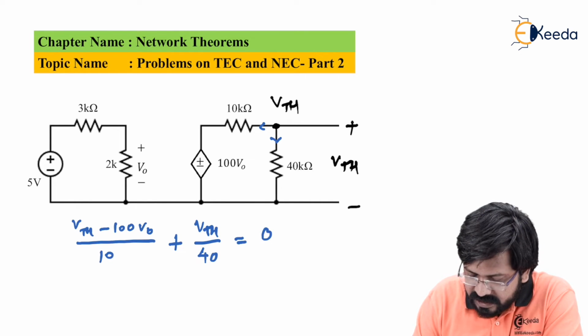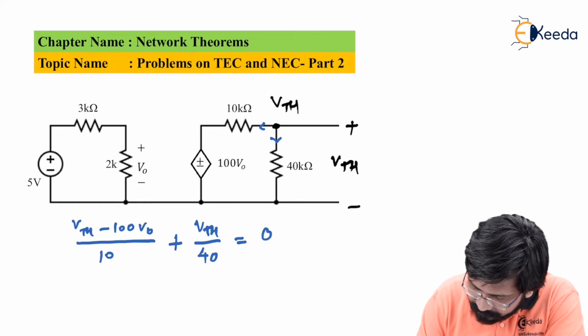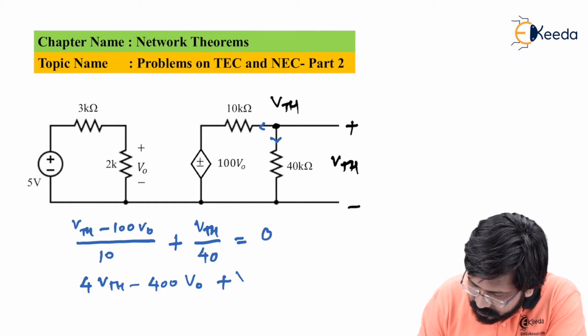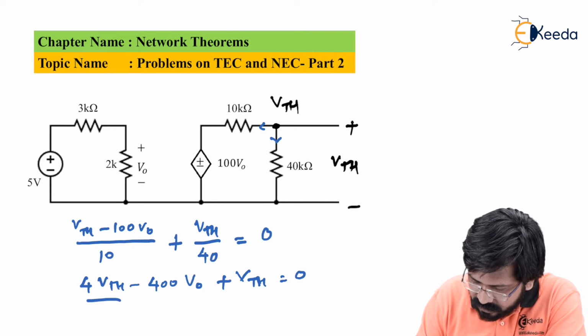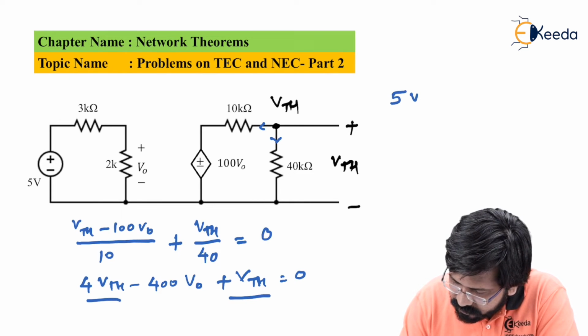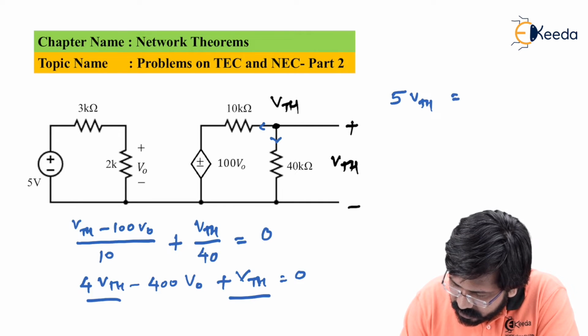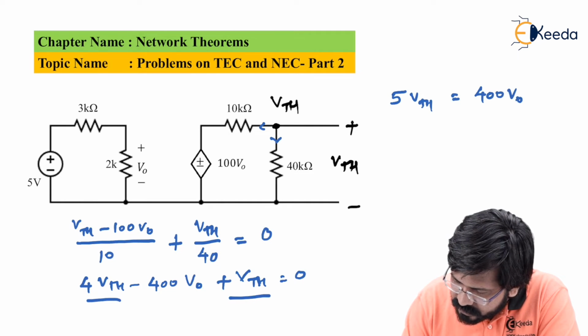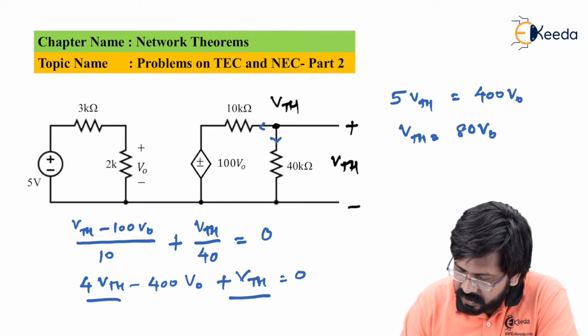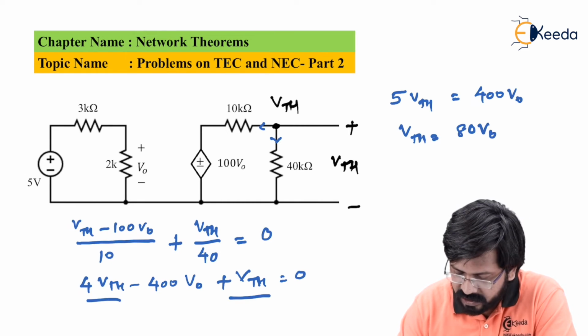After solving this, I'll get LCM as 4. So I'll take 4 times VTH minus 400 times V0 plus VTH equal to 0. So now it becomes 4 VTH and VTH becomes 5 VTH. So it is 5 VTH equal to 400 times V0, or I'll say VTH is 80 times V0. Now the scenario is, if I have to get VTH, I have to find the value of V0.